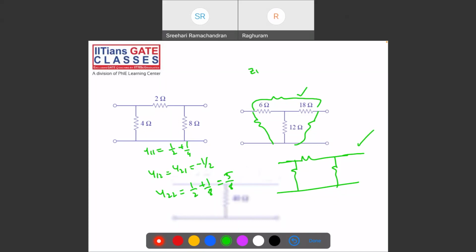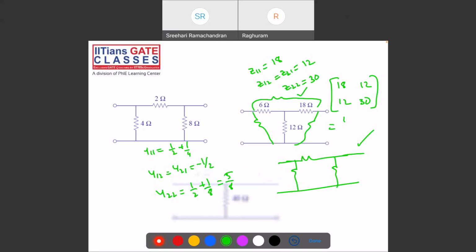Tell me Z parameters for this. Z11 is 18, Z12 and Z21 are 12, 12, Z22 is 30. You can write it directly, right? So invert this: 1 by AD minus BC. Taking out the common factors, it will be easier and simpler. 6 into 3, 2, 2, 5.